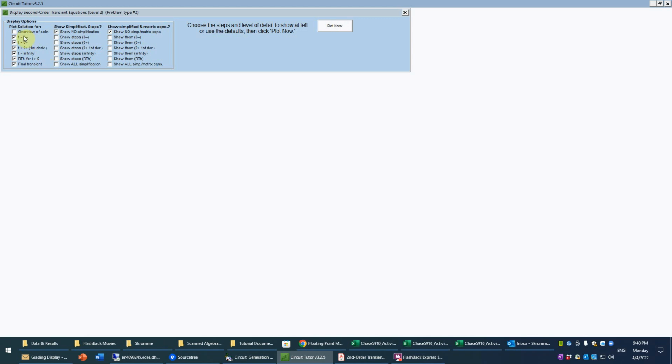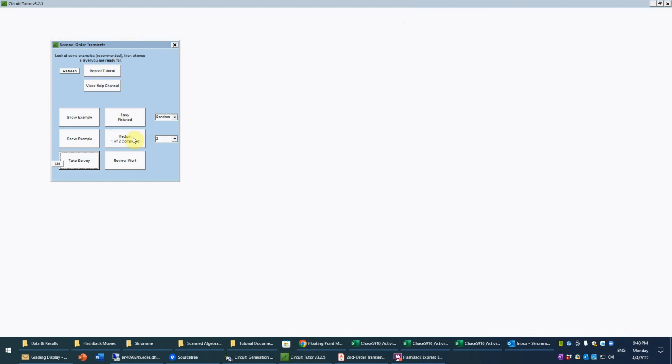And so this way, if you're viewing an example, you probably want to view all these different times, but you have a choice of whether or not to view the simplification steps at each of those times, which would make it a little bit longer, and the simplified matrix equation. So right now the defaults are not to show any of those details, but if you want to see the details, then you can choose that and then plot it under the options that you choose. So right now I'm going to skip that, and let's do the medium level problem.